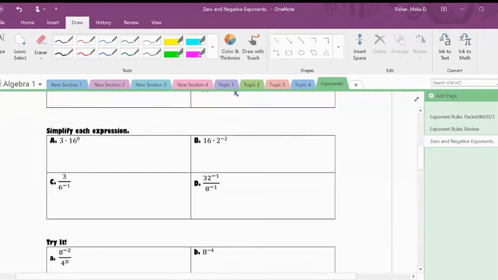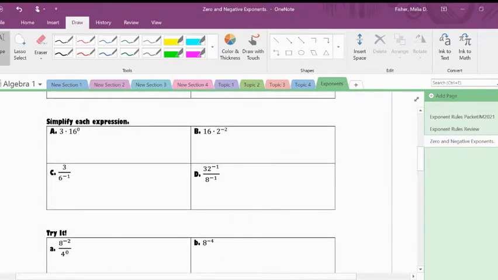Let's look at some more examples. Remember that we need to use our order of operations. So let's simplify this. Remember, we do parentheses and exponents first. So our first step would be to do the exponent, 16 to the power of 0. And anything to the power of 0 is 1. So now we have 3 times 1, which is 3.